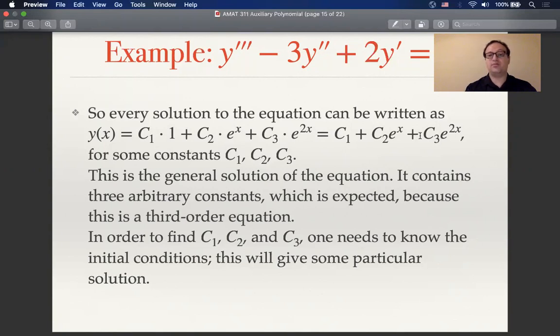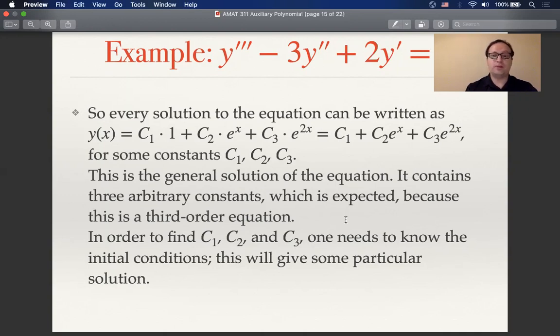This is a solution for any three real numbers, c1, c2, c3. And any solution can be written in this form. So this is the general solution of the equation. And it contains three constants, which is expected because this is a third order equation.